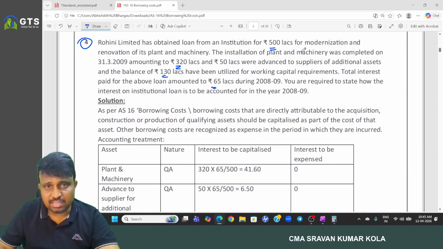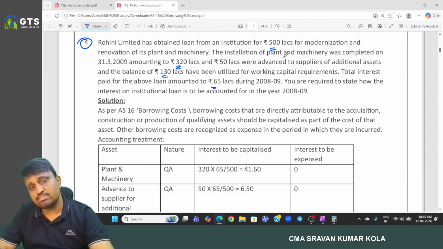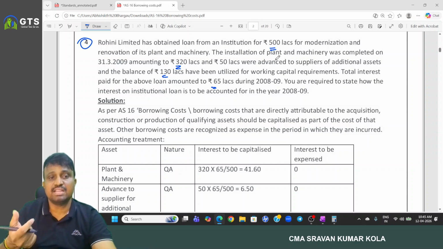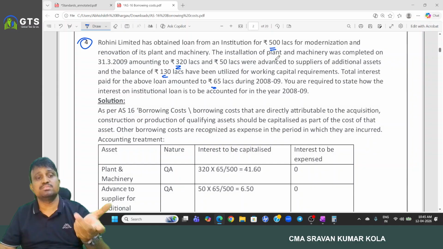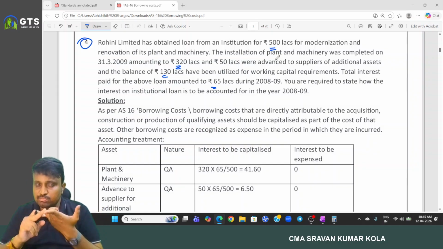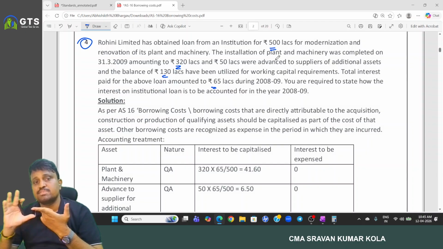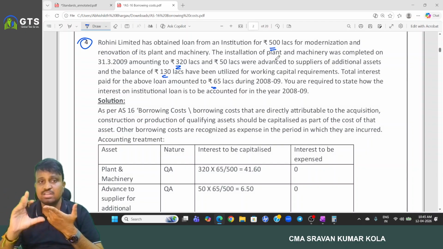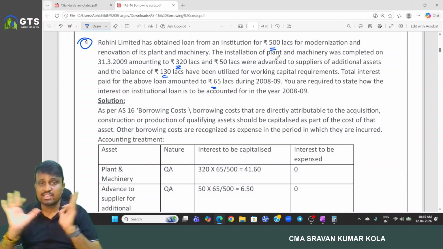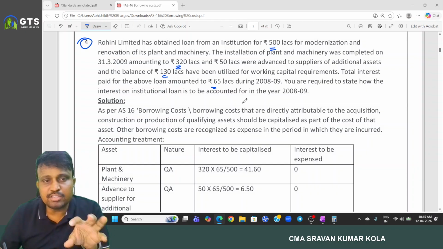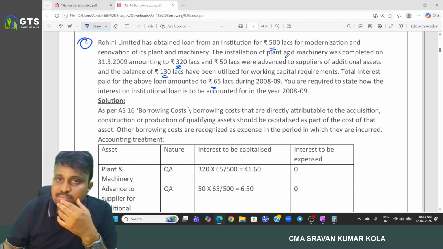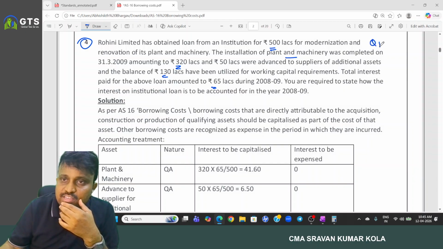So here, for the modernization of the plant and machinery, you may consider whether it may take a substantial period or not, because that point was not given in the problem. Based on your assumption, you may consider. If you assume that the plant and machinery took some substantial period for getting ready for usage, then consider it as a qualifying asset. Otherwise, don't consider it as a qualifying asset. And I assume that it took some substantial period. Then plant and machinery is treated as a qualifying asset.